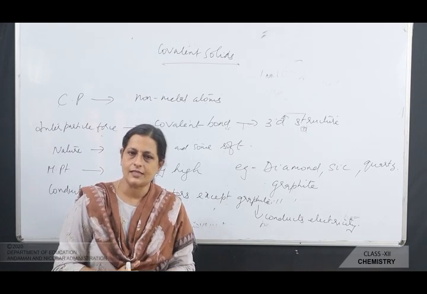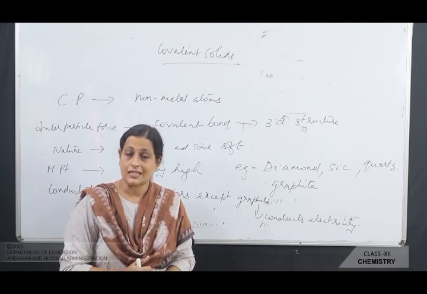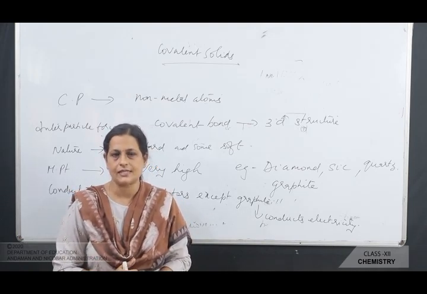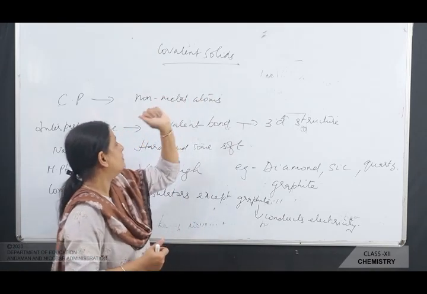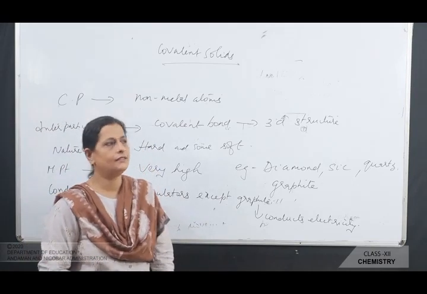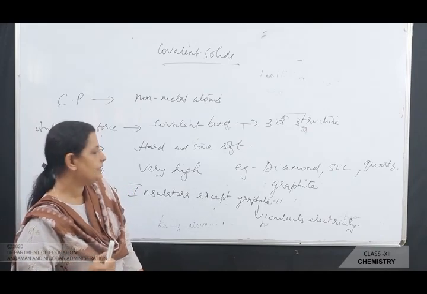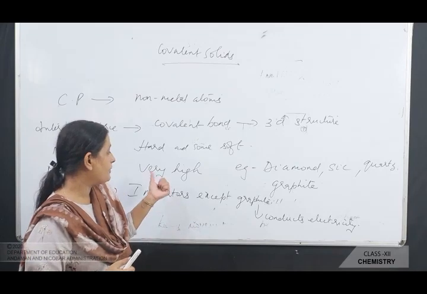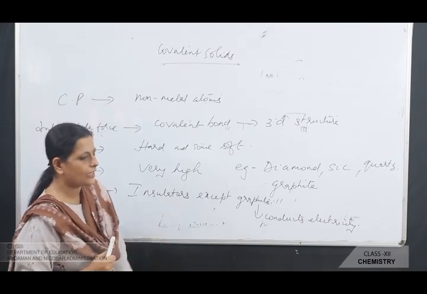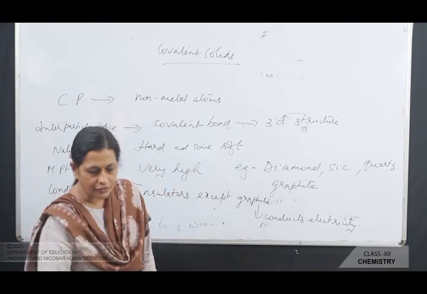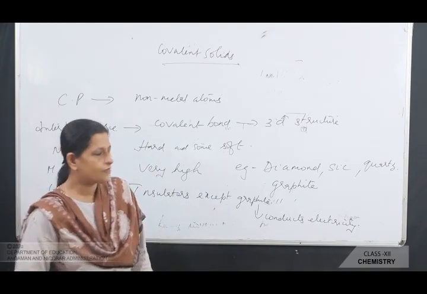They are also good conductors of heat and electricity in solid state, and their conductivity decreases with increase in temperature. Why? Because the movement of electrons decreases. Then comes covalent solids. The constituent particles are non-metal atoms, and the interparticle force is covalent bond, which gives rise to three-dimensional structure. They are hard and some are soft. They have very high melting point because they have got three-dimensional structures, and they are mostly insulators except graphite, which is a good conductor of heat and electricity. So, the different types of crystalline solids we have already dealt now.